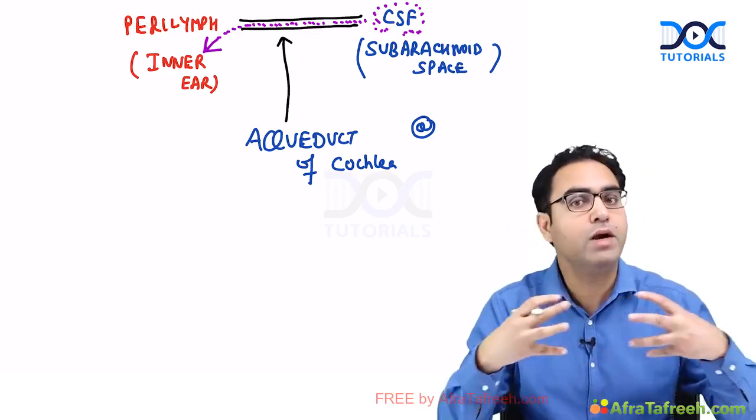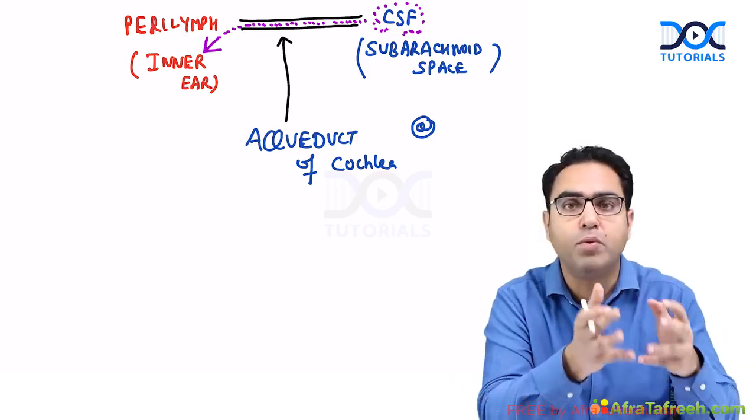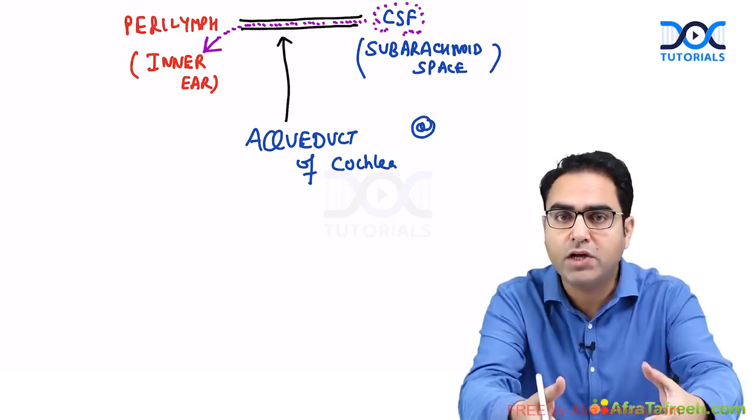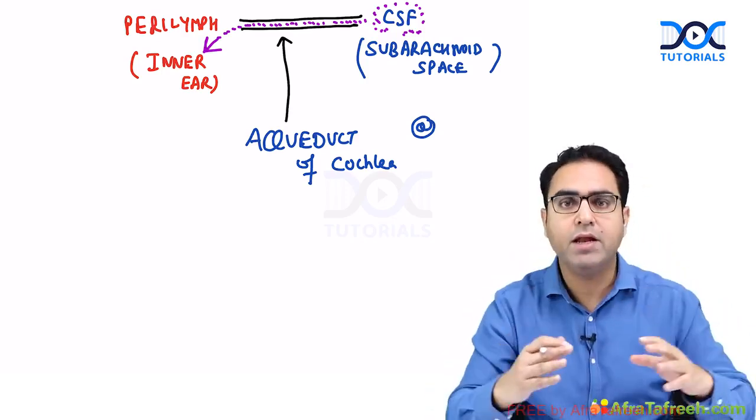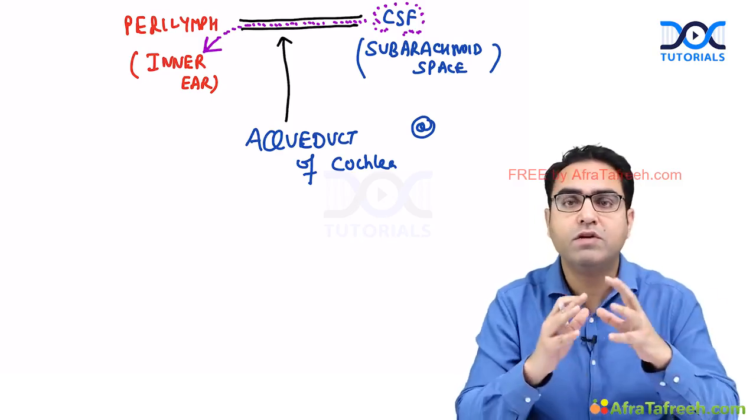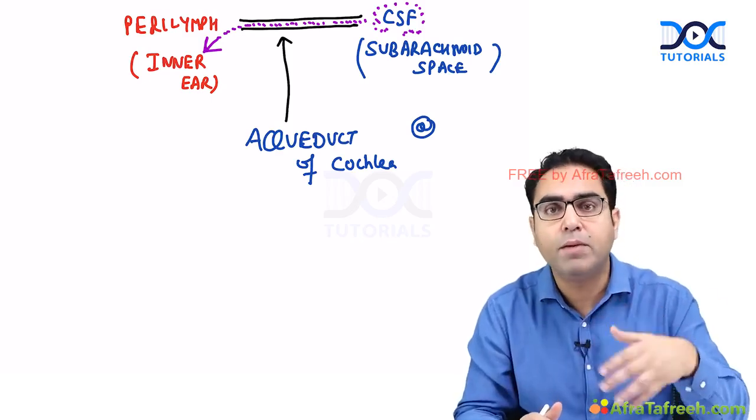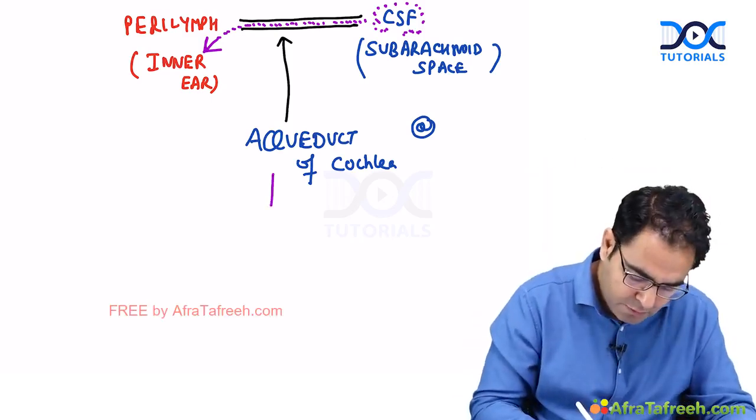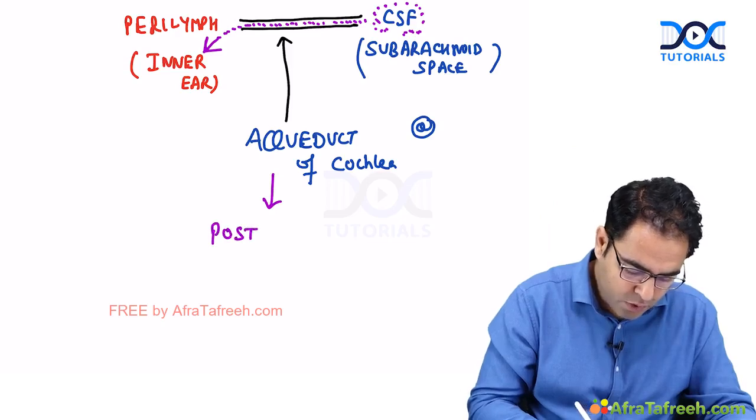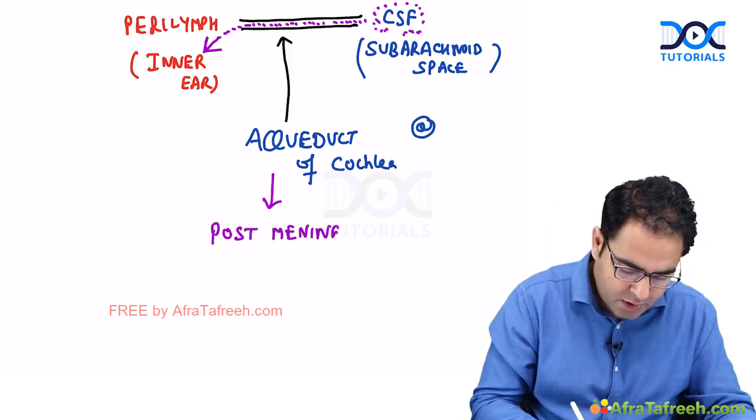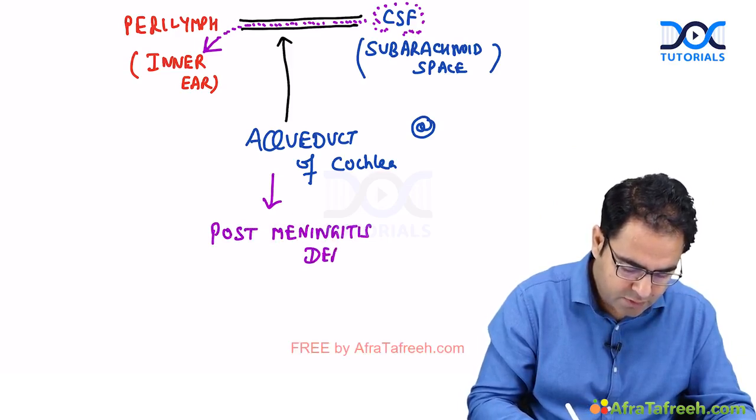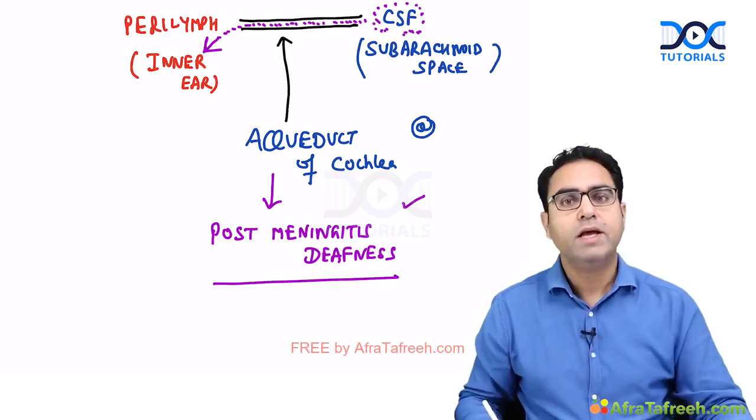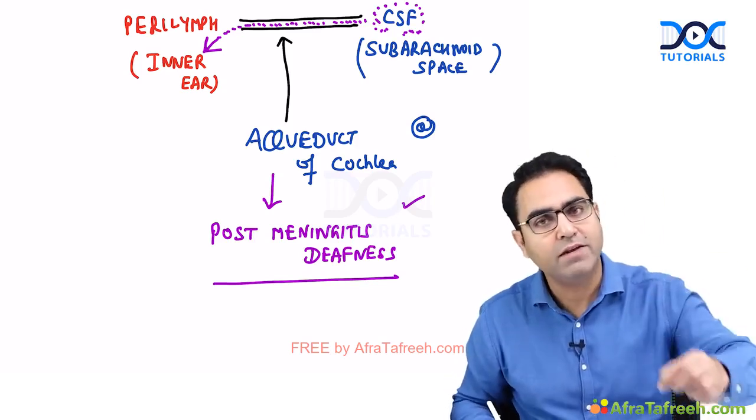Can you understand? Such an important concept. The inner ear is neighbor to the brain and they're connected by a channel called the aqueduct of cochlea. So meningitis infection can reach the inner ear and damage it. That is why a few children who are suffering from meningitis can develop post-meningitis deafness. Okay? Now, write down: this pathway is the cause of post-meningitis deafness.